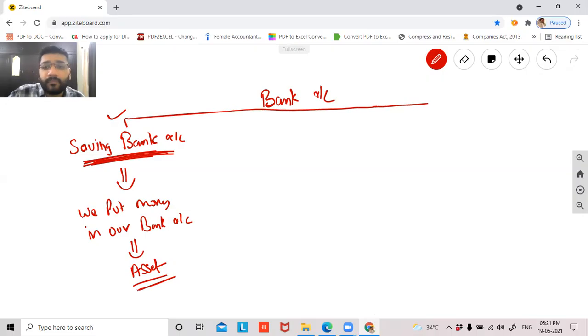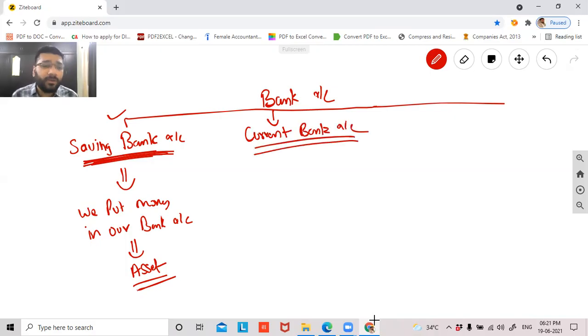Yes, sir. Another type of bank account is called a current account. Have you heard of this word, current bank account? Or it is shortly called a current account. This is used by whom? This is used by business people. Business people will not open a savings bank account. Any person other than business people, who has the intention to save money, will open a savings bank account.